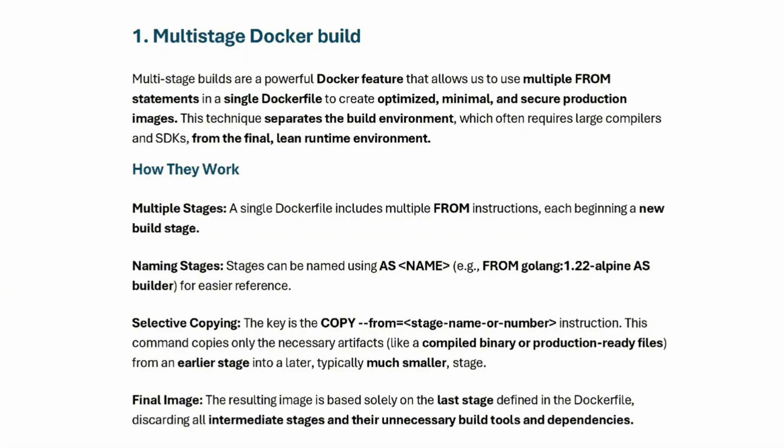How does this work? This has multiple stages. A single Dockerfile includes multiple FROM instructions, each beginning a new build stage. Naming stages: stages can be named using AS and the name. For example, it would be FROM golang:1.22-alpine AS builder for easier reference. So golang 1.22 Alpine would be given a short form, that is builder, as a reference.